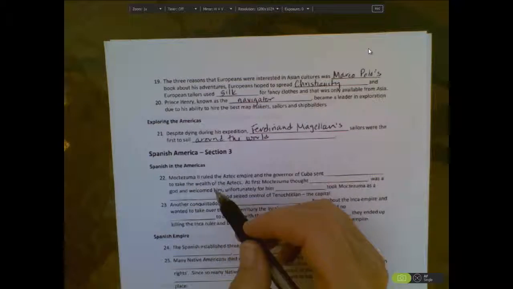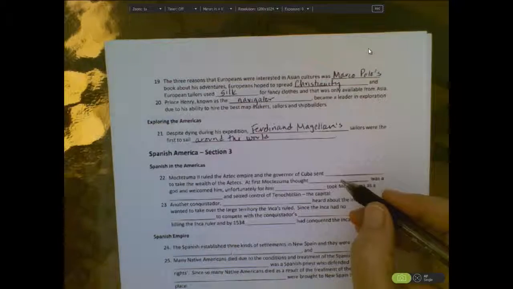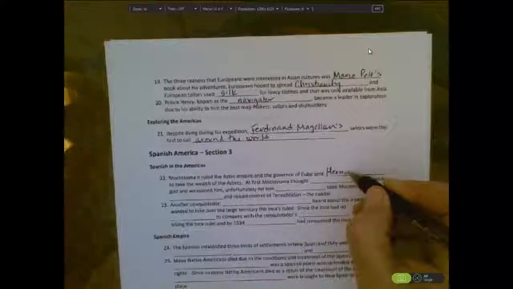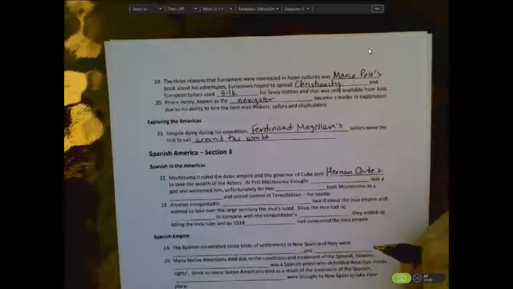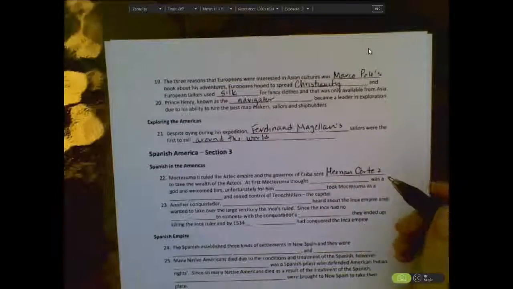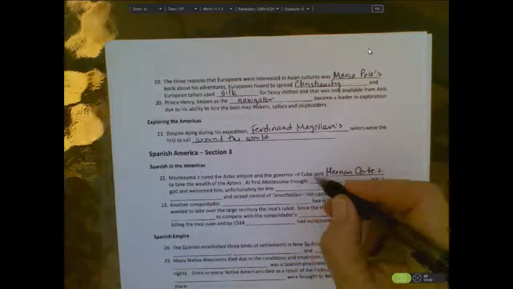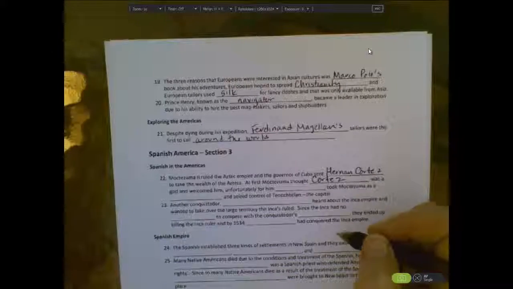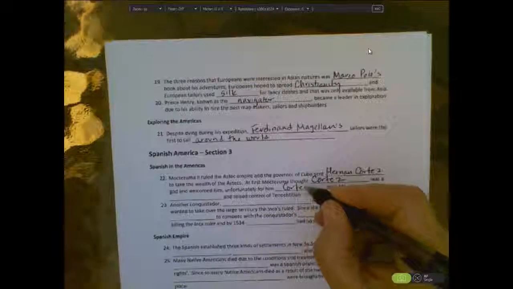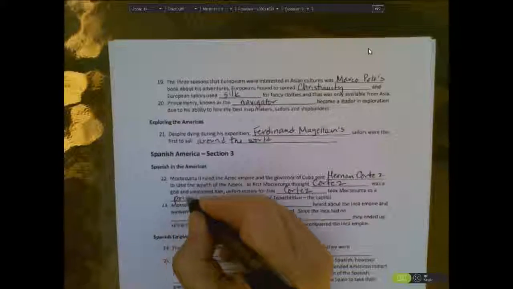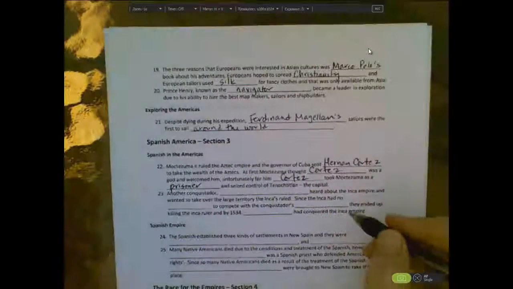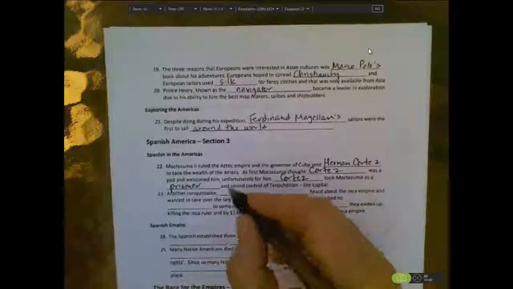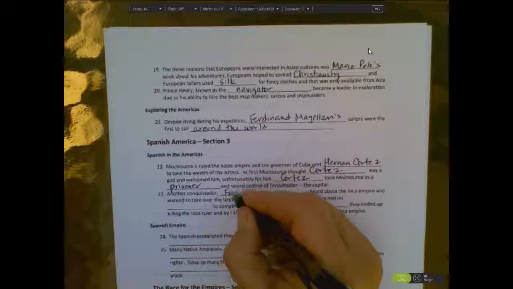Now we're going to end up going to Spanish America in section 3. Montezuma II ruled the Aztec Empire, and the governor of Cuba sent Hernan Cortez to take the wealth from the Aztecs. At first, Montezuma thought that Cortez was a god and welcomed him. Unfortunately for him, Cortez took Montezuma as a prisoner and seized control of the capital. I'd say that name, but I can't say that name very well.